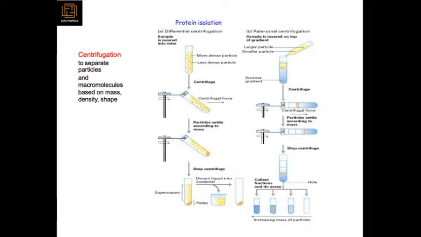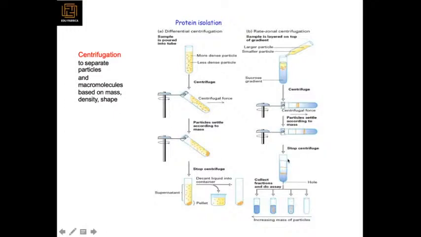Furthermore, in the rate zonal centrifugation, you have a gradient. First of all, in this case it is a sucrose gradient. In the sucrose gradient, we added our large particles and small particles, a mixture of large and small particles, and we want to differentiate between them. And then we centrifuge, and then particles got settled according to their mass. So the heavy one will be down, and the small one will be here, like that.